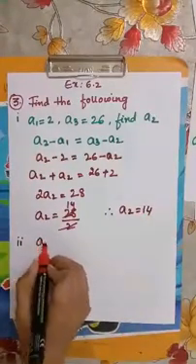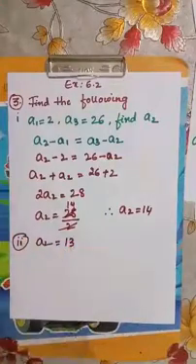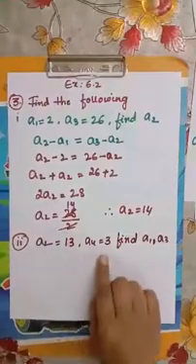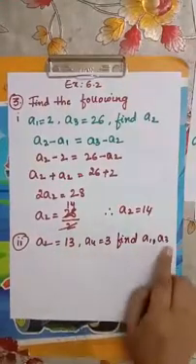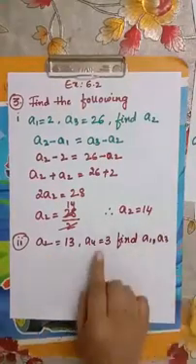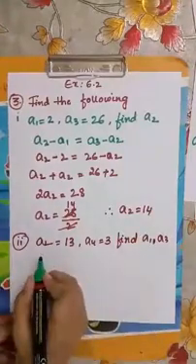Next bit, A2 is given as 13. Next question: A2 is 13, A4 is 3. Find the values of A1, A3. A1 है यहाँ पर, A2 है, A3 है, A4 है. तो कौन सा फॉर्मूला यूज़ करना है हमारा? देखिए हमको क्या क्या फाइंड करना है, वो हिसाब से हमको फॉर्मूला लेना है.